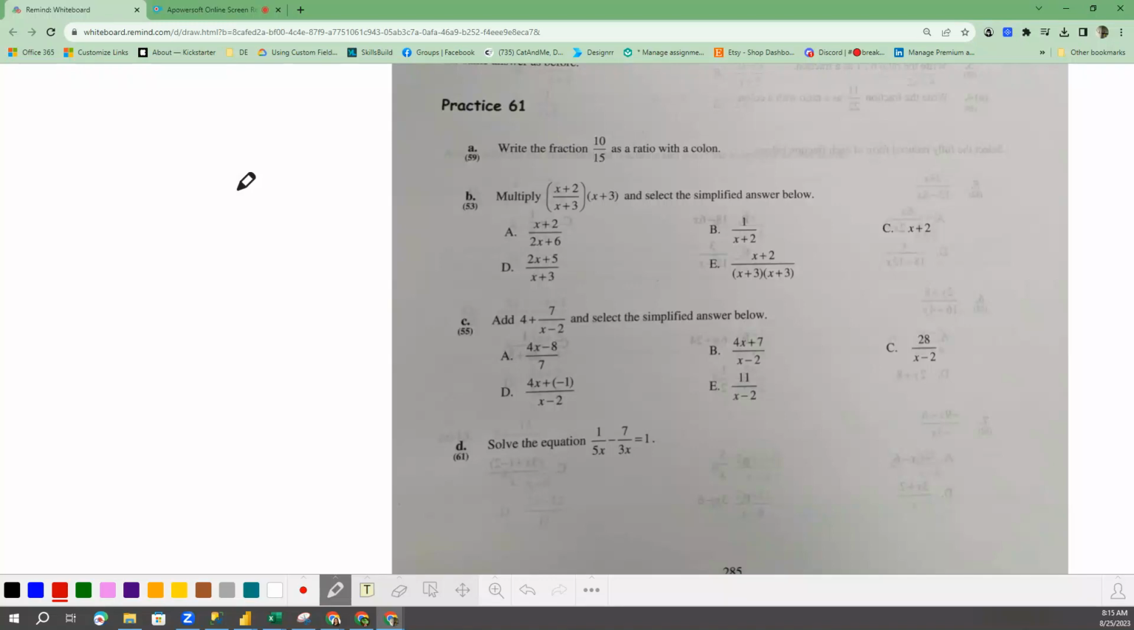Lesson number 61. Okay, so I don't think I need to do letter A with you because I think you already know how to change this into a ratio. But a reminder though is that you need to simplify that before you do so. Okay. All right, next one is multiplying.